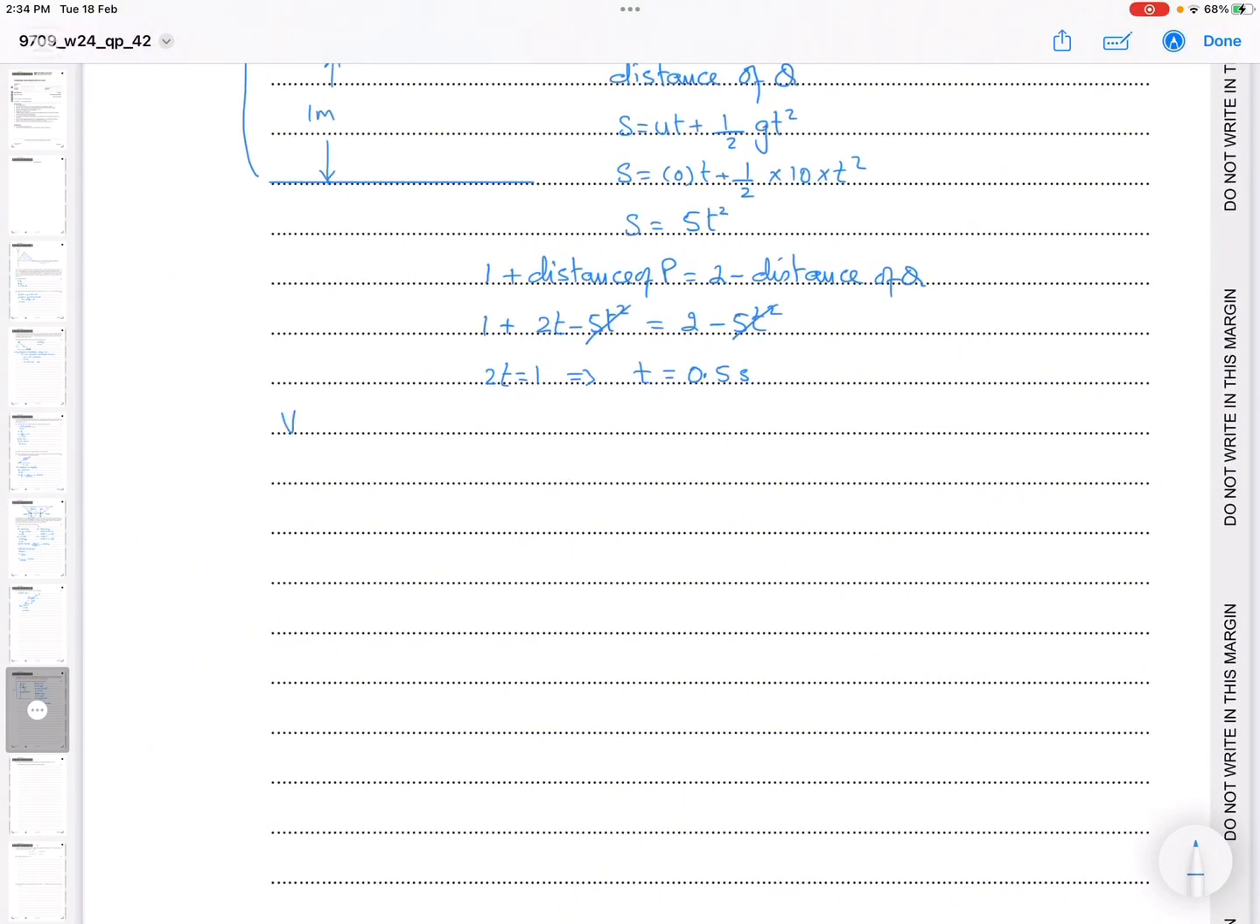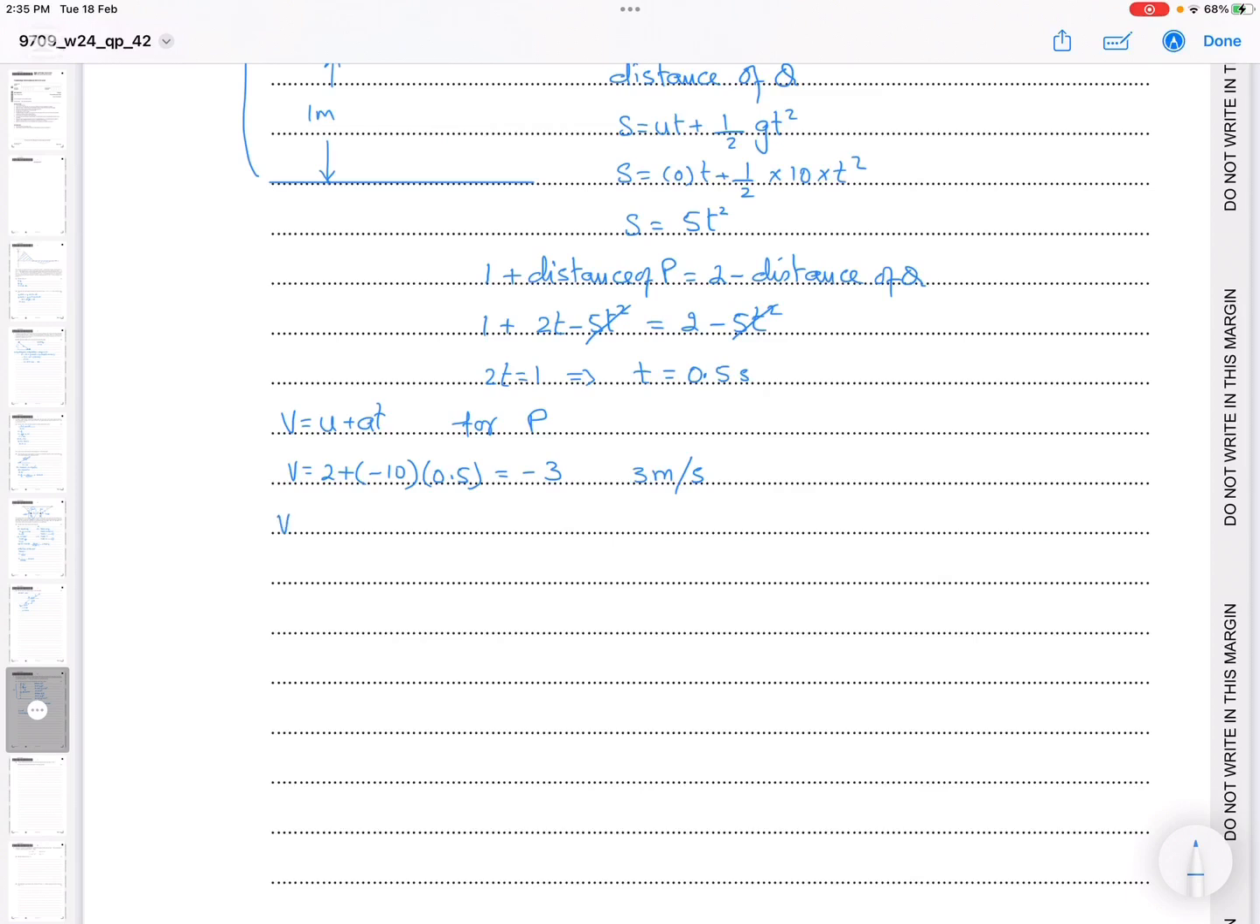Now use v is equal to u plus at, and this is for particle P. So v is equal to u, the initial velocity of P was 2, plus minus 10 times t, which is 0.5, and this gives us minus 3. Minus 3 means P is moving downward. So therefore the speed of P before collision is 3 meters per second.